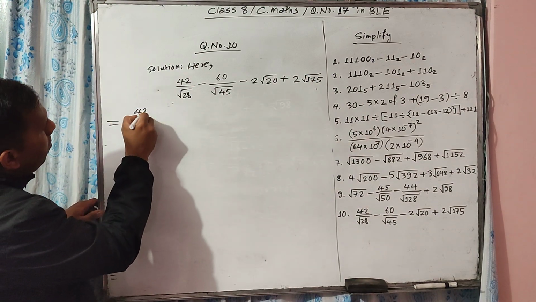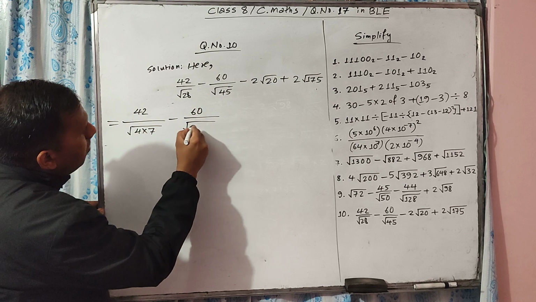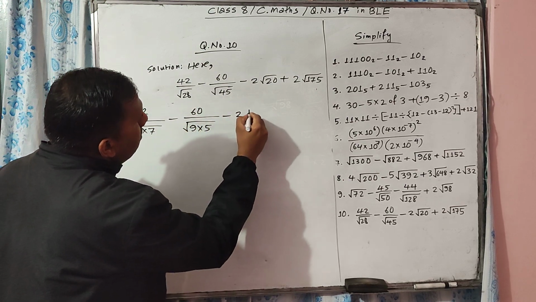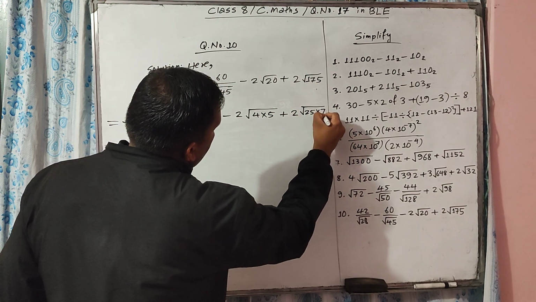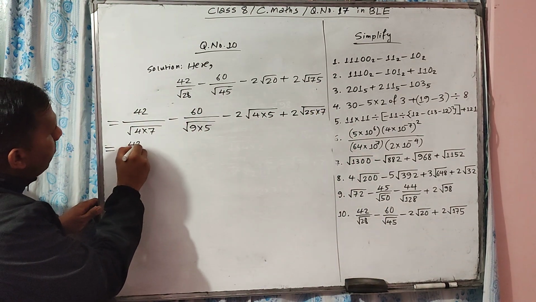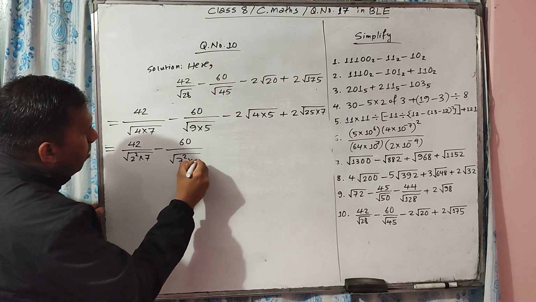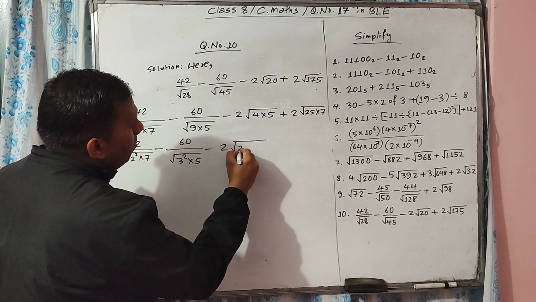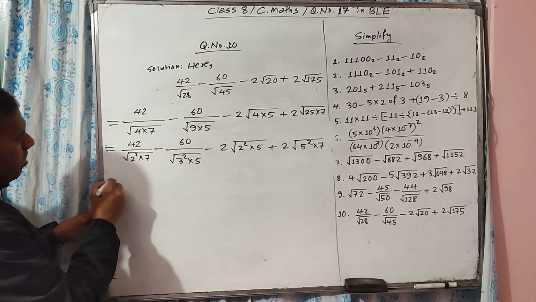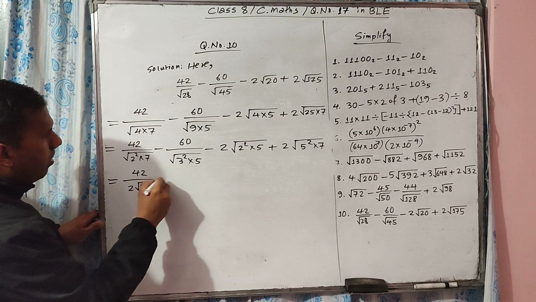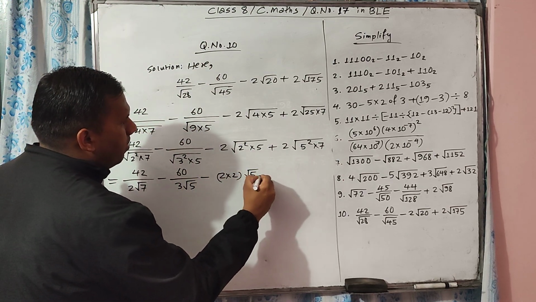This is equal to 42 upon square root of 4 times 7 minus 60 upon square root of 9 times 5 minus 2 square root of 4 times 5 plus 2 square root of 25 times 7. Then this is equal to 42 upon square root of 2 square into 7 minus 60 upon square root of 3 square times 5 minus 2 square root of 2 square times 5 plus 2 square root of 5 square times 7. Now this is equal to 42 upon 2 root 7 minus 60 upon 3 root 5 minus 2 times 2 square root of 5 plus 2 times 5 square root of 7.